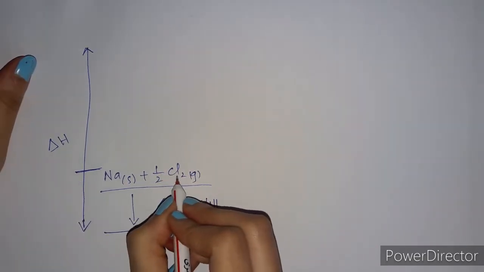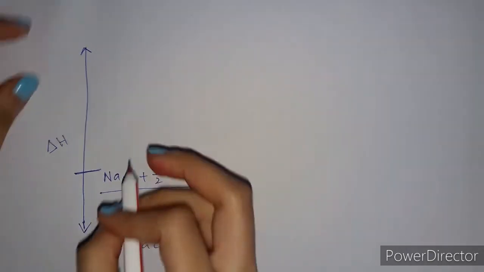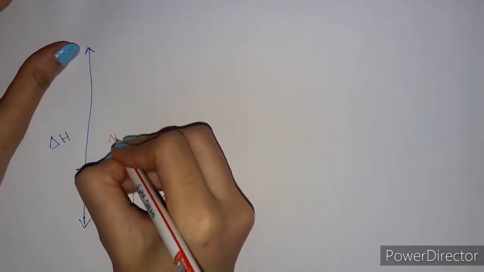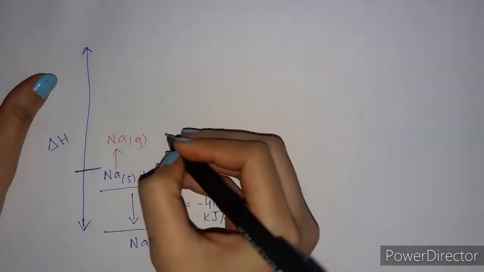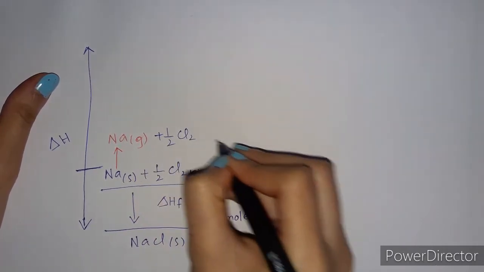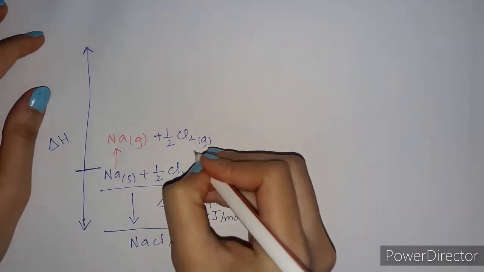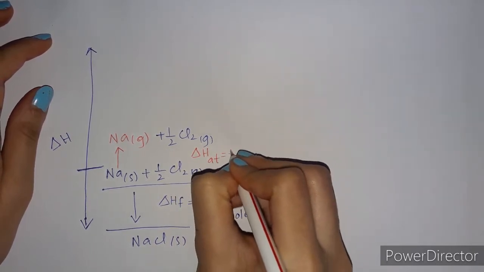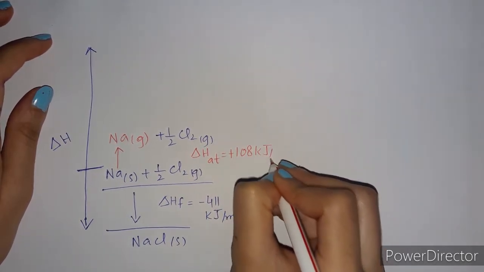Don't worry about the chlorine, just focus on sodium. This sodium in the form of solid converts into Na in the form of gas. The rest remains the same, half Cl2 in the form of gas. Here enthalpy of atomization is included, which has a value of plus 108 kilojoule per mole.